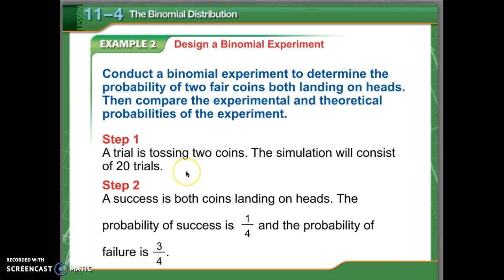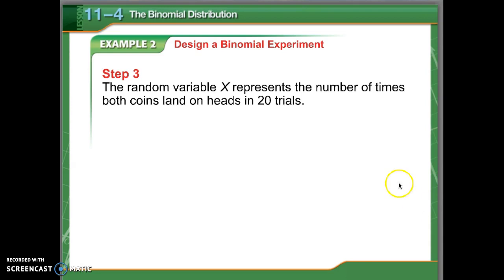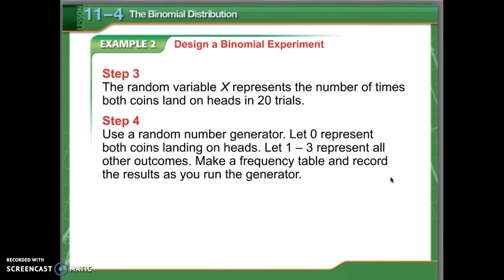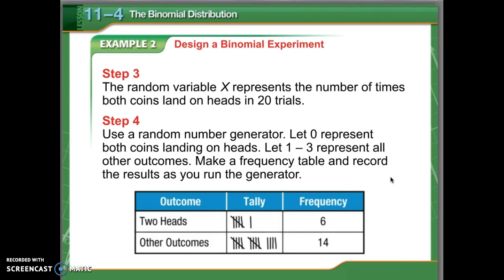The second step, success, would be both of the coins landing on heads. That happens 1/4 of the time. So that's 0.25, probability of success. So P is 0.25. Probability of failure would be 0.75, or 3/4. So Q is 3/4. Step 3, the variable x represents the number of times both coins land on heads in 20 trials. That's what you're trying to find. That's what your variable stands for.